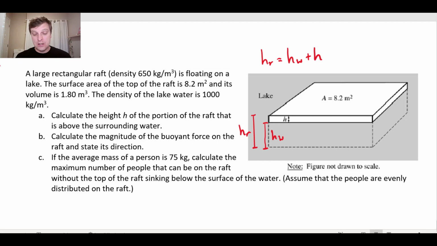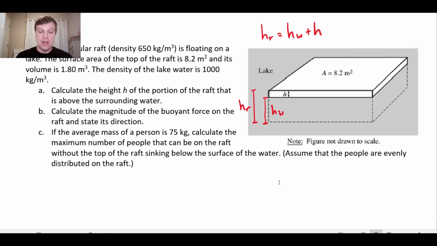Now, you can actually solve this using the same idea we used in the last question, by finding the proportion of submerged raft and then using a ratio. And you could go ahead and do that this time too. I'm going to solve it a slightly different way, just to show that there's more than one way to attack these problems. So, calculating the height of the portion of the raft that is above the surrounding water.